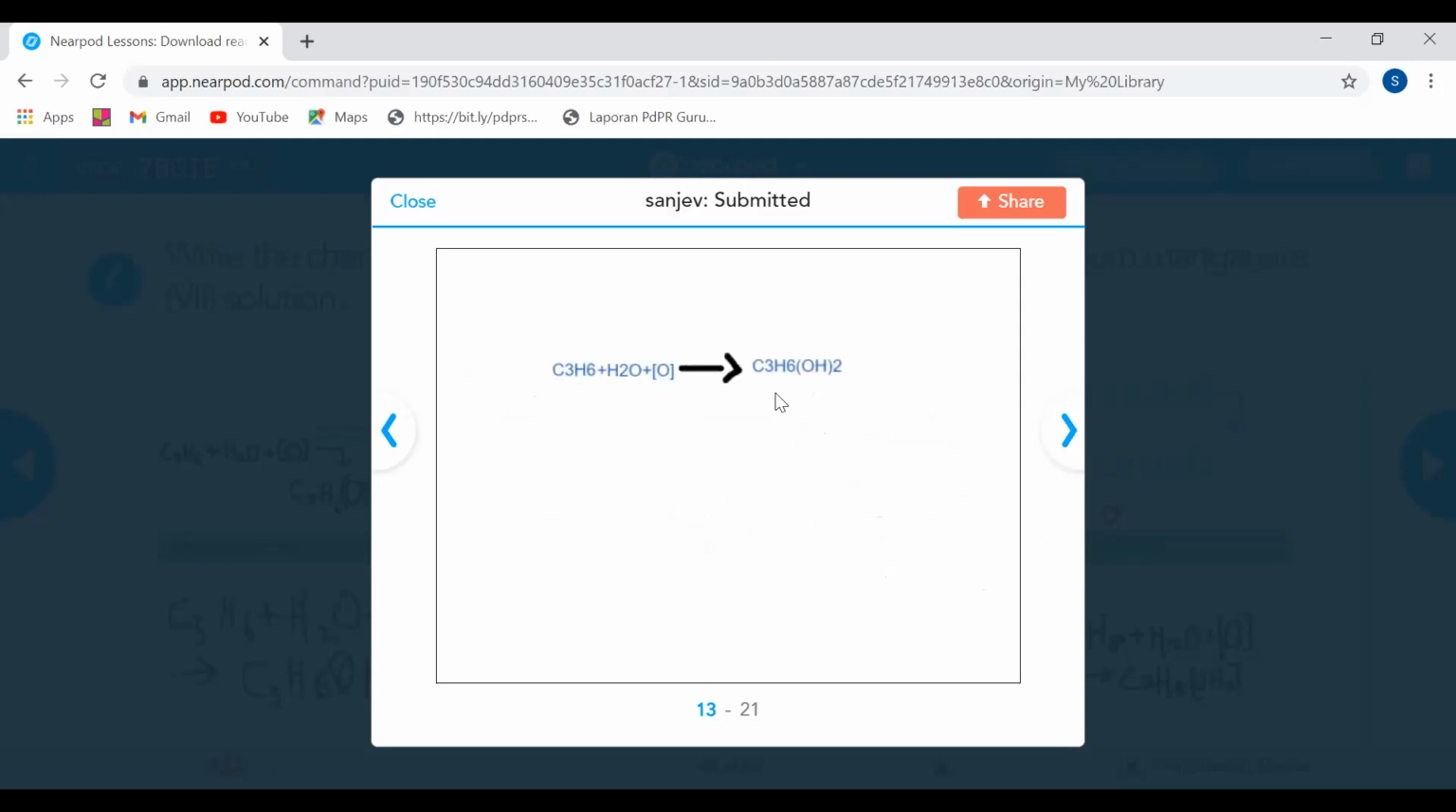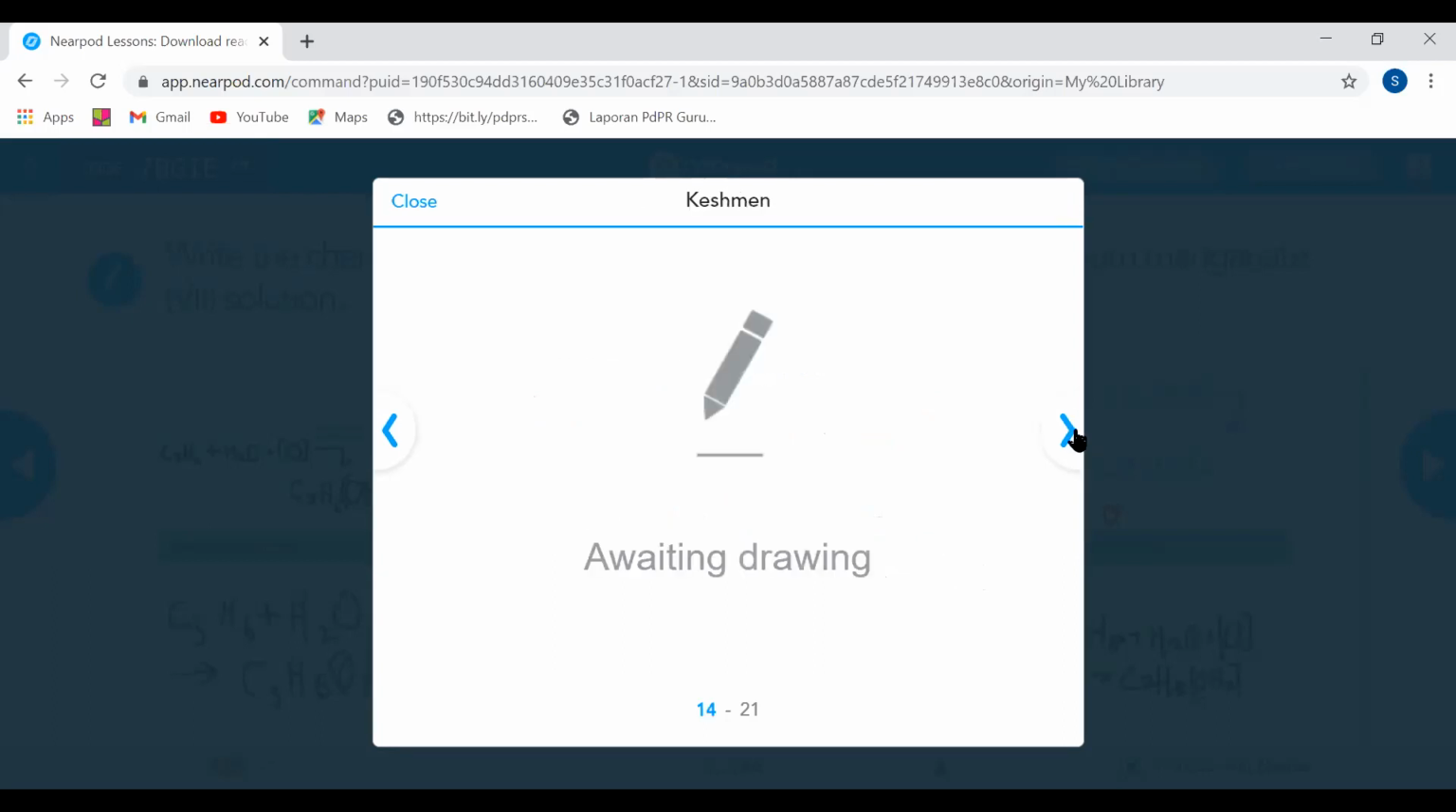Okay, Sanjeev's answer is correct. Alright? If you can, put the catalyst, for those of you whom I didn't comment on, put the catalyst on top of the arrow. Okay?